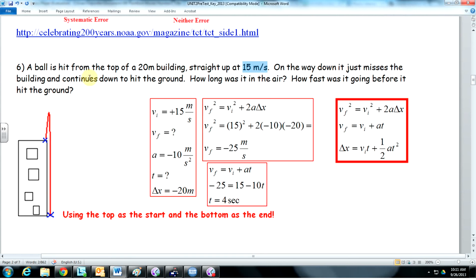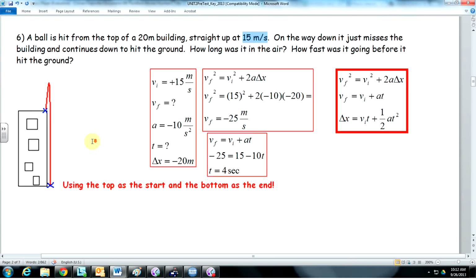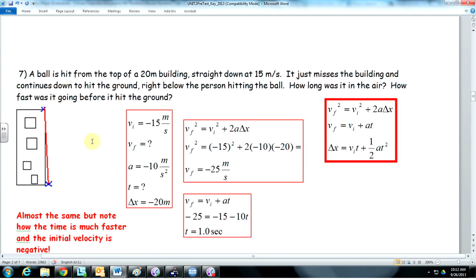By the way, I should point out on this one, we never figured out how high the ball went because it wasn't asked for. And if we did, we would have to change, say, our final location here and instead put it at the top, in which case VF would be 0. We'd do a whole nother set of problems like these, and then we could figure out how high it goes. But it wasn't asked for, so we're not going to bother to do that.